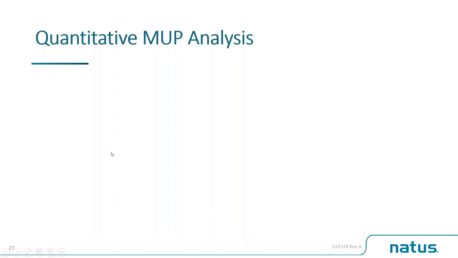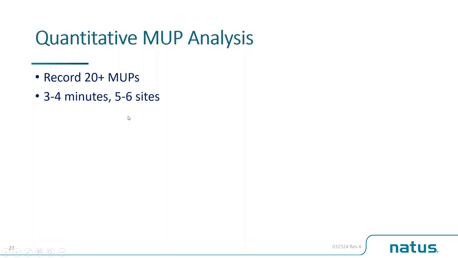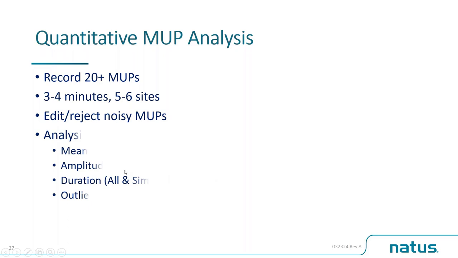So in a proper quantitative motor unit potential study, we record 20 or more motor unit potentials. This requires 3 to 4 minutes. We investigate 5 to 6 different sites. We then offline, that's my preference, edit motor unit potentials. I like to reject noisy MUPs rather than trying to change parameters. So that's why I like to record 25 or 28 potentials and just get rid of something that is not nice. Again, it saves time and it is much more consistent.